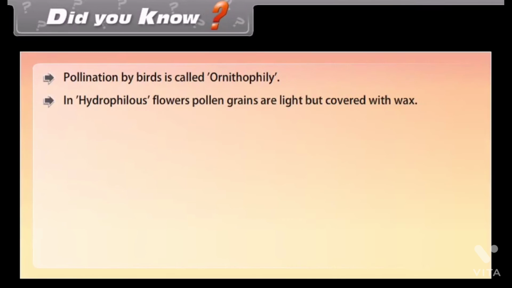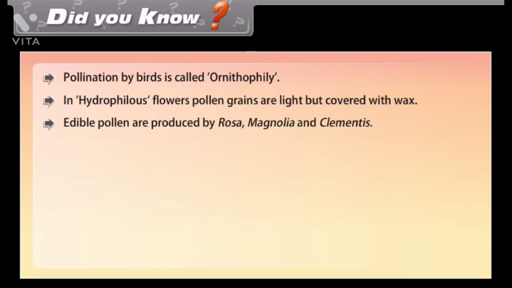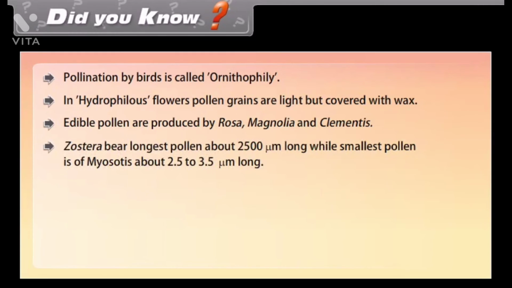Did you know pollination by birds is called ornithophily? In hydrophilous flowers, pollen grains are light but covered with wax. Edible pollen are produced by Rosa, Magnolia and Clematis. Zostera bears the longest pollen, about 2500 μm long, while the smallest pollen is of Myosotis, about 2.5 to 3.5 μm long. Erythrina is pollinated by crows and squirrels.